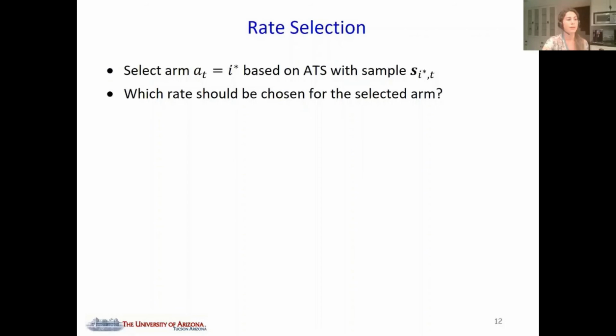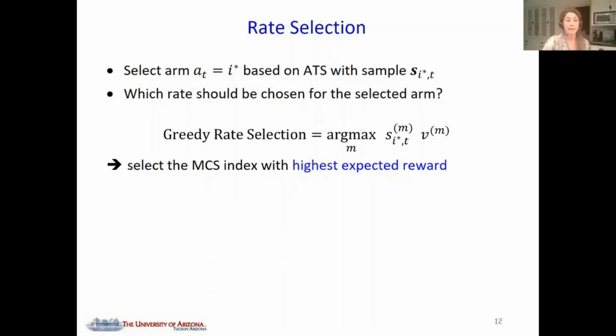So for the rate selection, we propose two methods. The first one is a greedy method, which basically selects the MCS index with the highest expected reward, even if that MCS is not very likely to be attained. So it always looks at the expected reward. Let's say 64 QAM, for instance, has only a 10% chance of being attained, but the associated reward with 64 QAM is very high. So greedy rate selection may actually decide to go with 64 QAM.